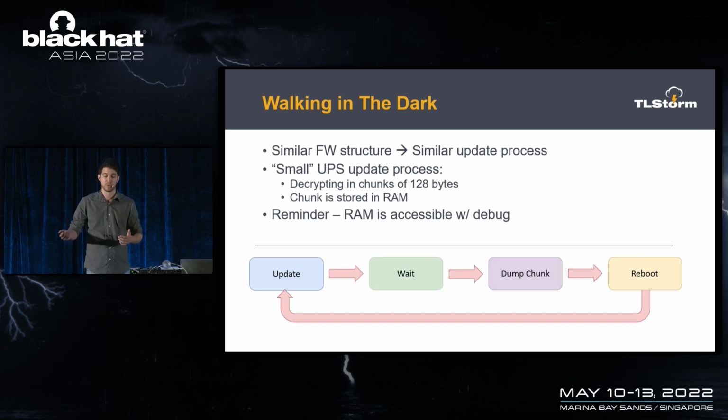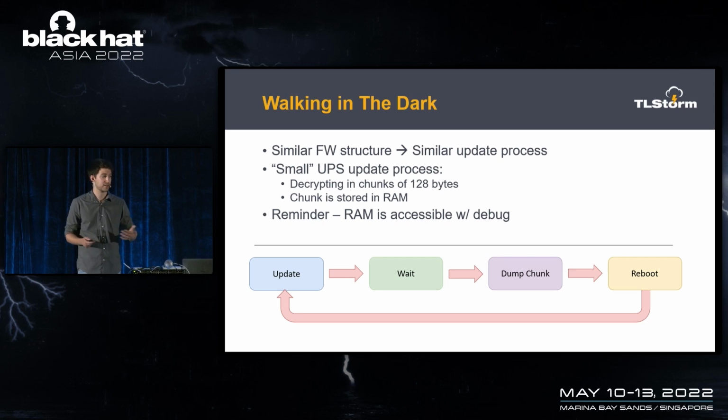So we have now this approach. We initiate a firmware update. We wait for the correct chunk to be stored in RAM. We dump the RAM to extract the chunk, and reboot to exit the RDP restricted state. And we can do that time and time again, each time for a different chunk, and extract the whole firmware.